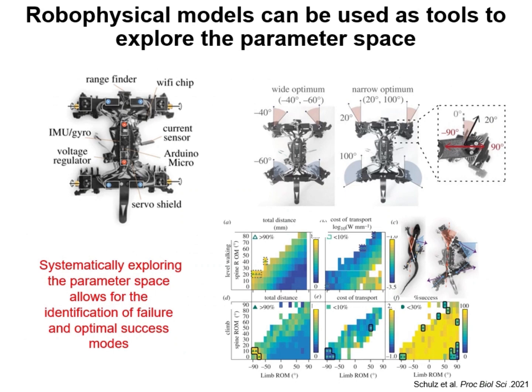Schultz et al. developed a biomimetic lizard robot to explore the performance landscape of climbing in lizards. And we can see that through their parameter exploration, they were able to identify specific combinations of spine and limb range of motion that resulted in failures or optimal performance given morphological constraints.